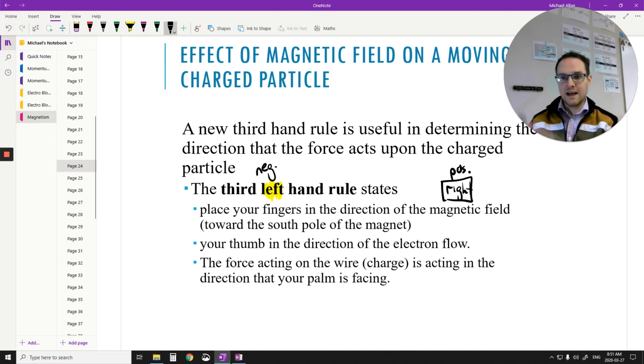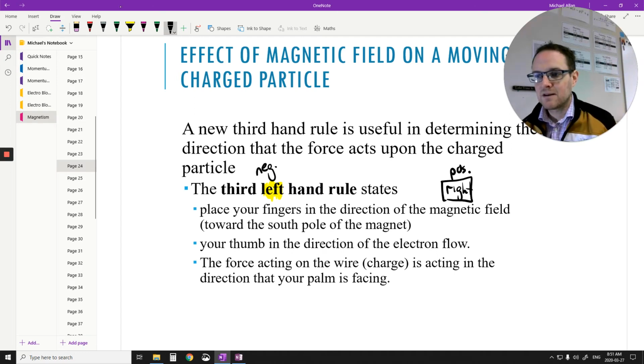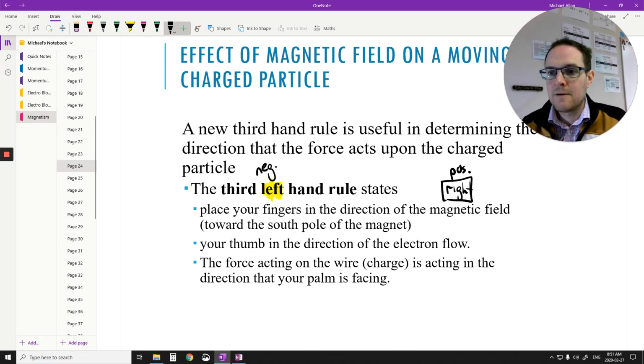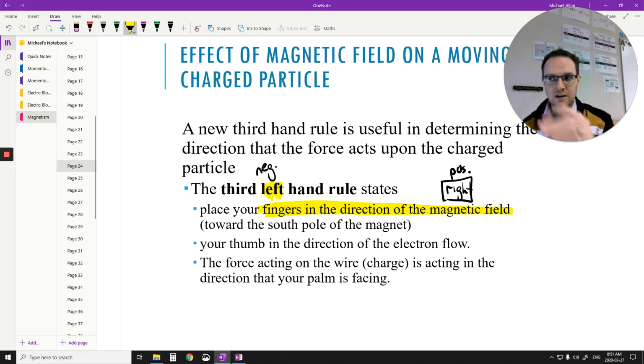The rule still applies. So everything down below just talks about, instead of electron flow, it may be proton flow or positive ions, such as an alpha particle. Something that's positive, I'd use my right hand instead. I'd use my left hand for negatively charged particles. Okay, so you place your fingers in the direction of the magnetic field. This is the external magnetic field, not the direction of the circular magnetic field caused by the moving charge, but the external ones. The external ones are usually just straight lines. So you just put your fingers in that direction. Then you put your thumb in the direction of the electron flow.